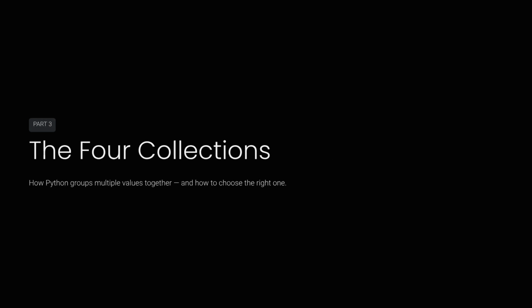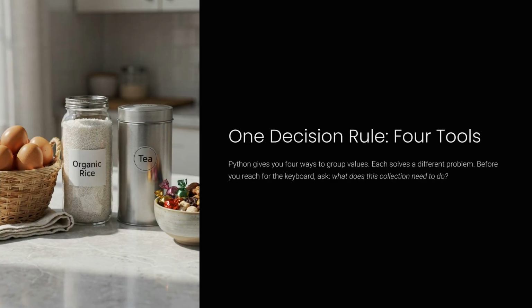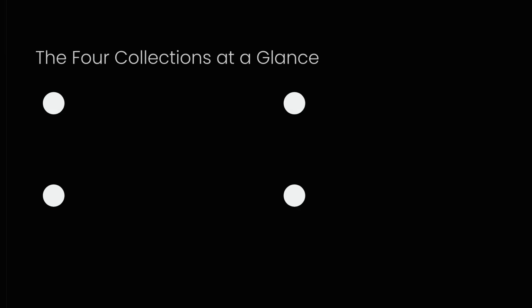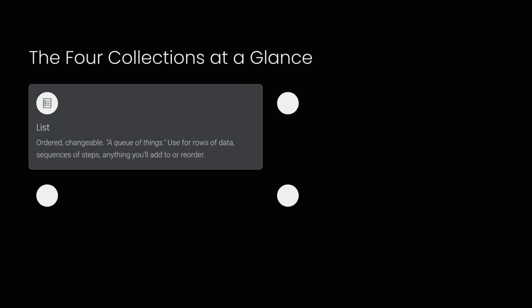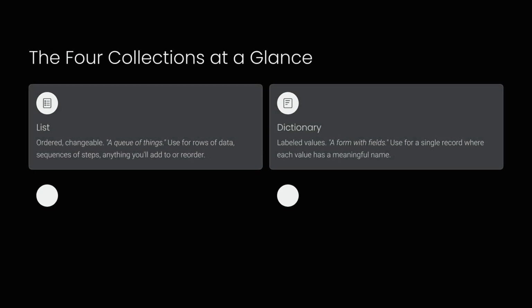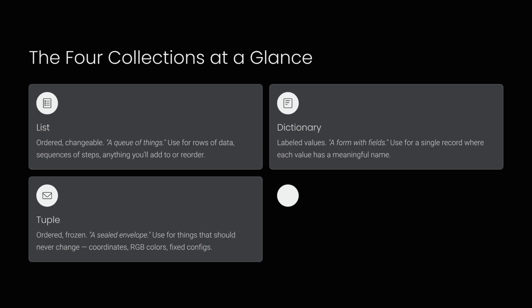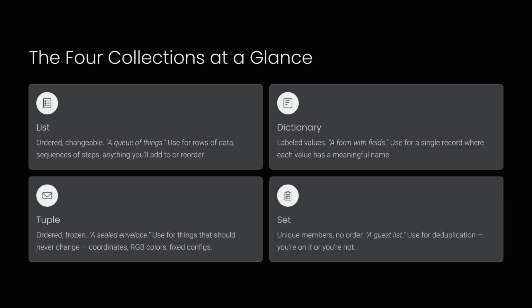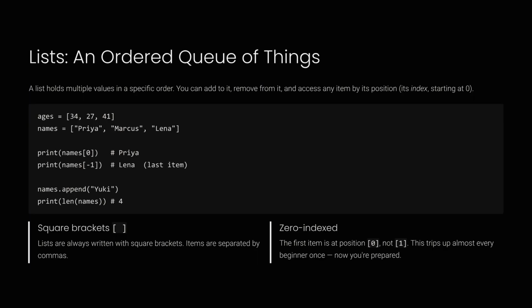Welcome to part 3. Now that we understand individual values, let's explore how to group multiple values together using Python's 4 main collections. Think of this as a single decision rule. When deciding which tool to use for grouping, always ask yourself, what exactly does this collection need to do? Python offers 4 primary collections: lists for ordered sequences, dictionaries for labeled records, tuples for fixed, immutable data, and sets for unique, unordered collections.